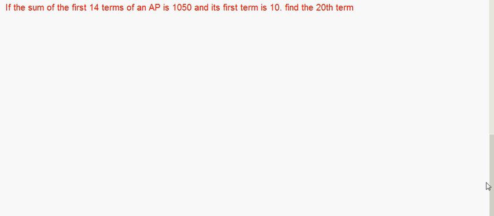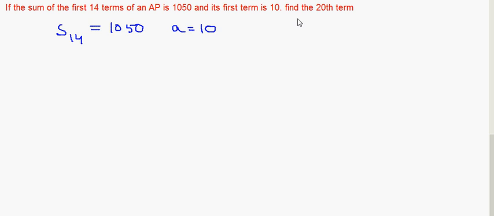Okay, let me just start. It is given that the sum of the first 14 terms of an AP is 1050. That means S14 is 1050. Let us write down the information already given. The first term A is given to be 10.